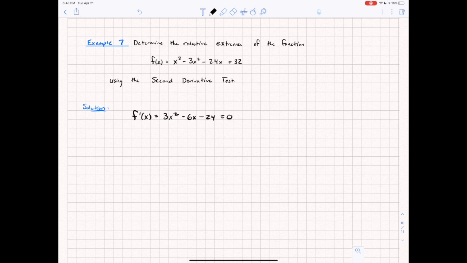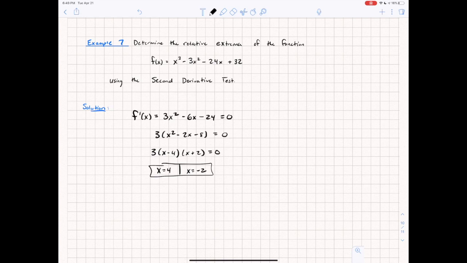So I'm going to go ahead and set this equal to 0, and I'm going to go ahead and solve. Again, we've worked this problem in the previous videos, so you may already have this worked out. I'm just going to go through and do the math fairly quickly. We factor, and I get x is equal to 4 and x is equal to negative 2. So these are the possible locations for maxes and mins of the original function.